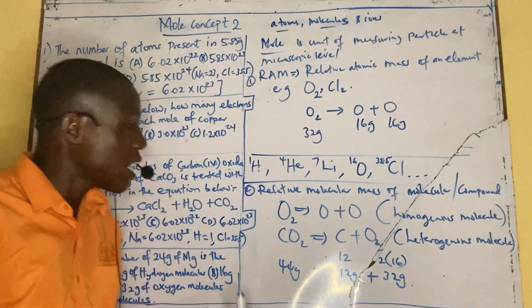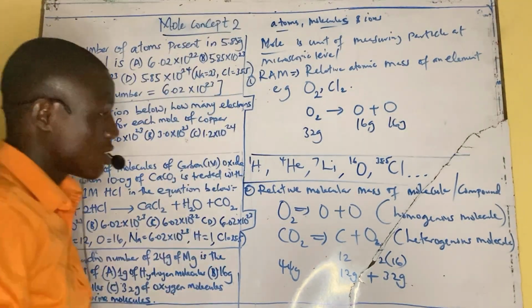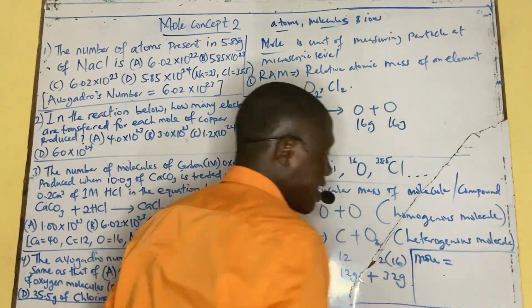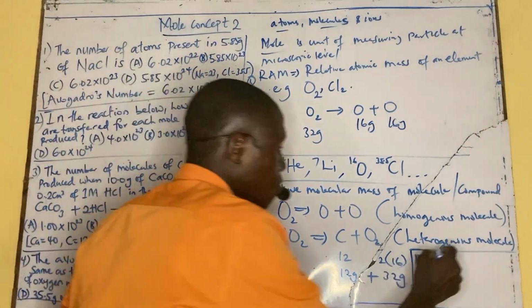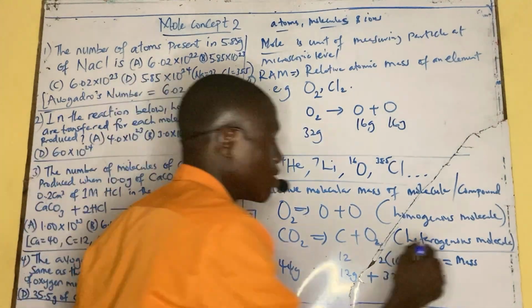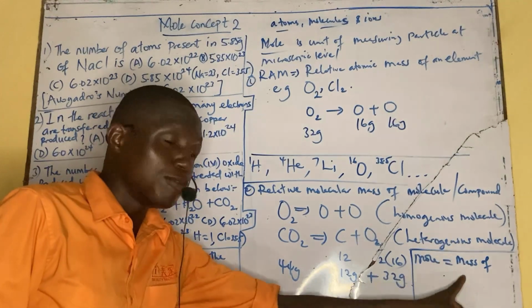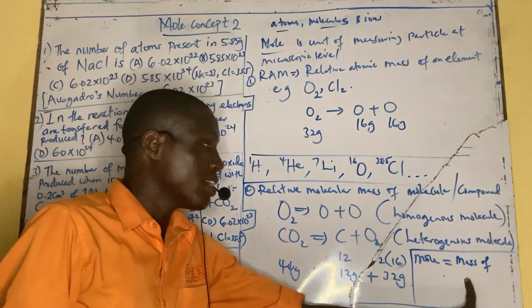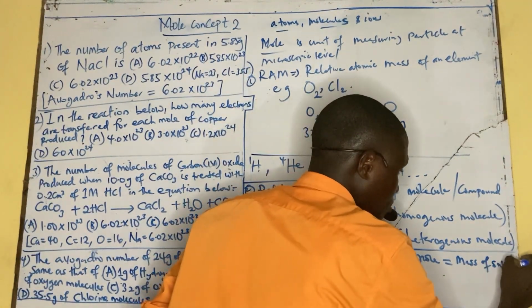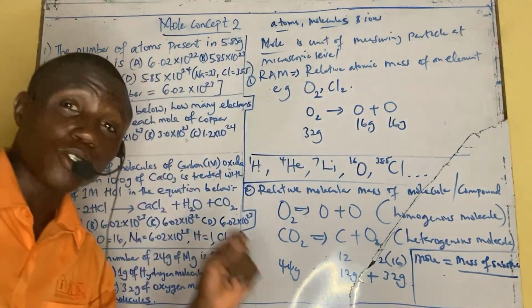So now, how does this relate to our mole? It relates to our mole because mole is defined as the ratio of the mass of a substance. The mole of a substance is defined as the ratio of the mass of that substance all over the relative molecular mass, also known as what?